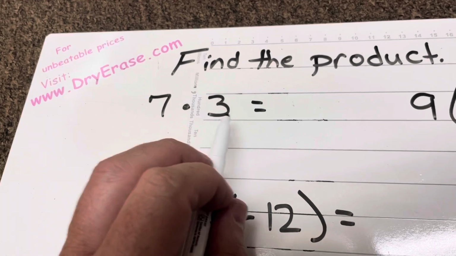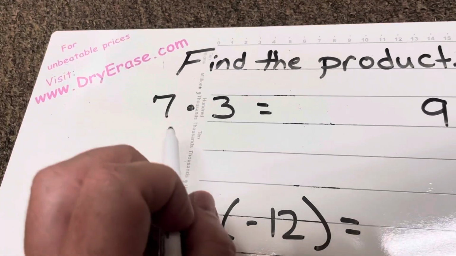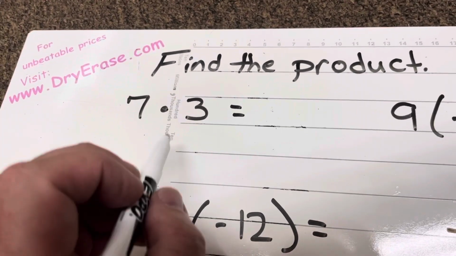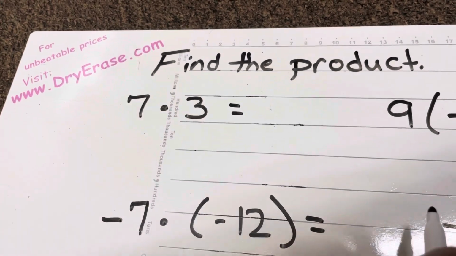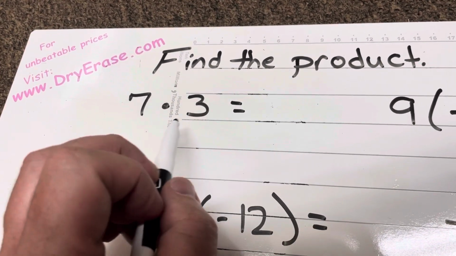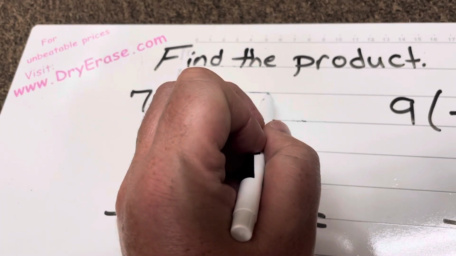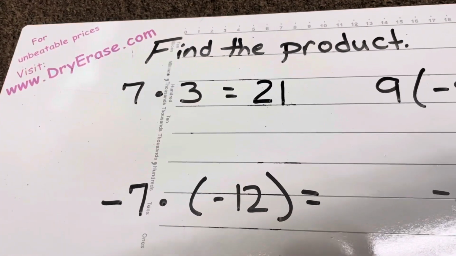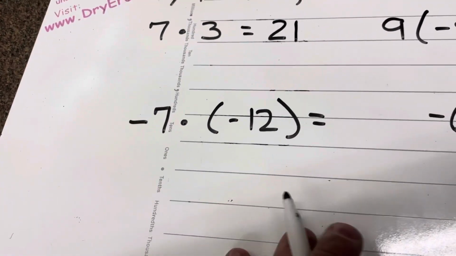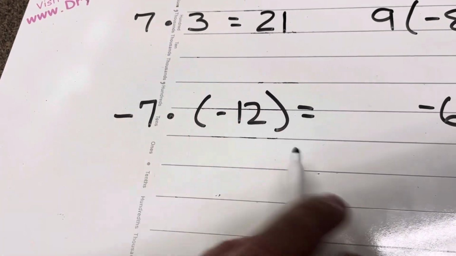This is 7 times 3. Well, we don't want to overthink this. We know the product is always multiplication. We know that 7 times 3 is 21. And since the 7 is positive and the 3 is positive, my answer is just going to be a positive 21. When I go to this one, negative 7 times negative 12.